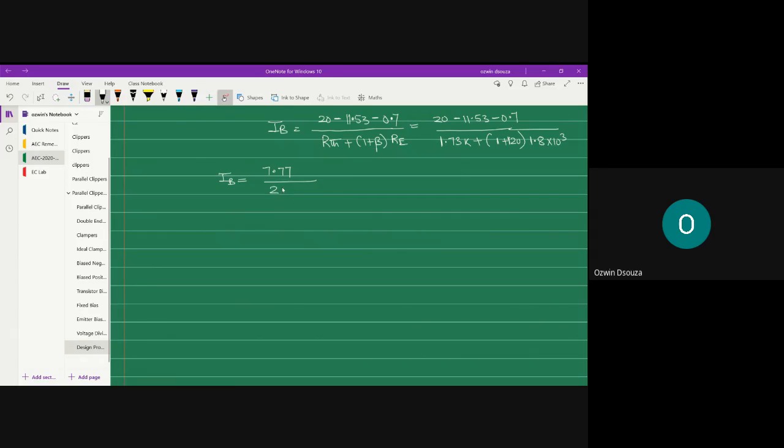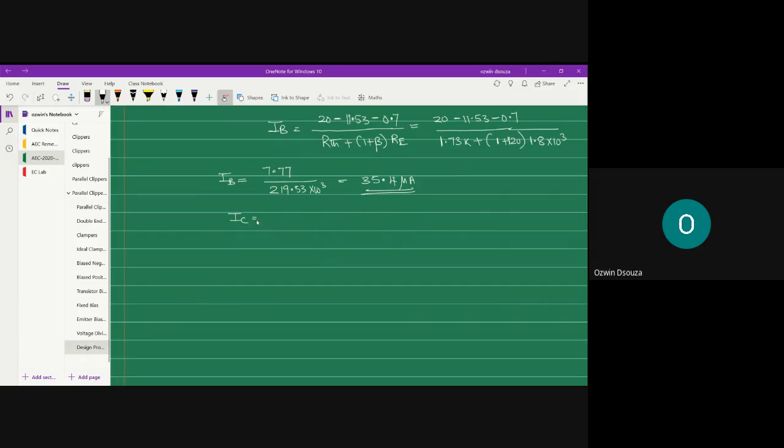So this is 219.53 into 10 to the power 3. So base current is 7.77 divided by the denominator. So that will give you roughly 35.4 microamperes of base current.